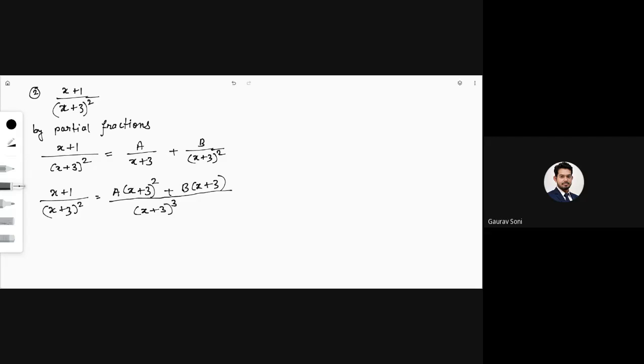Is it right, or do you find something not correct over here? So it should be x plus 3 into x plus 3 square in the denominator. So x plus 3 square into x plus 3 is actually x plus 3 cube. But then you can cancel x plus 3 square with the x plus 3 square in the numerator. So we can cancel out one of the x plus 3.